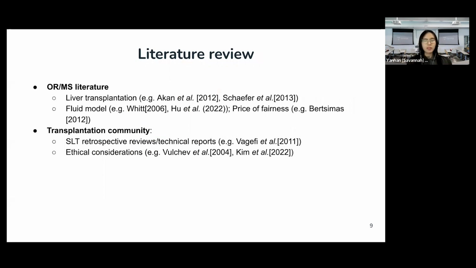There have been studies of liver allocation systems without SLT, and there have been papers studying the methodological models used to model liver allocation systems, such as the fluid model and the price of fairness notion. In the transplantation community, there have been retrospective reviews and technical reports on transplant center levels to reflect on their experiences with SLT. And there have been ethical discussions on when it is justified to use SLT to save smaller patients' lives.